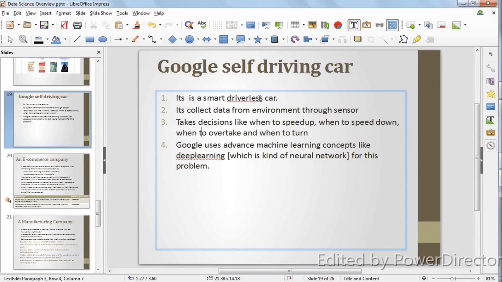Using these physics parameters, they fit machine learning and deep learning algorithms to train the model, so that the model learns to drive itself in traffic. It takes decisions like when to speed up, when to slow down, when to overtake, and when to turn. All these decisions are taken by the model, which is trained on the data collected from the sensors. So Google uses advanced machine learning concepts like deep learning, which is a kind of neural network, for this problem. This is a more advanced example which we learn in the later concepts of data science. This is one part of machine learning and deep learning. So thanks for watching this video.